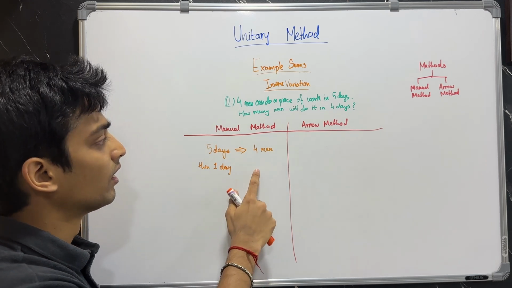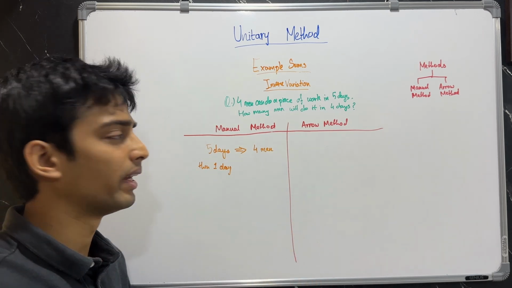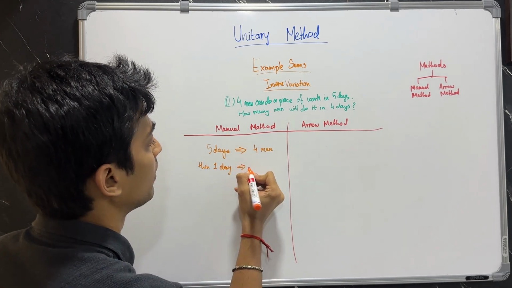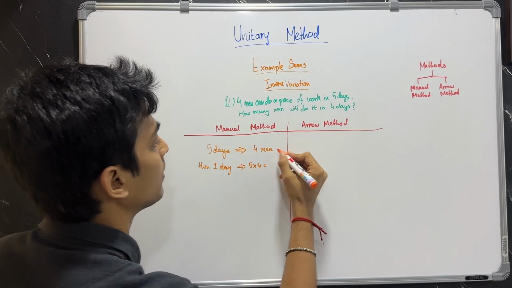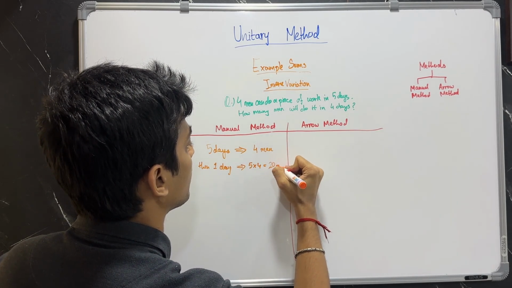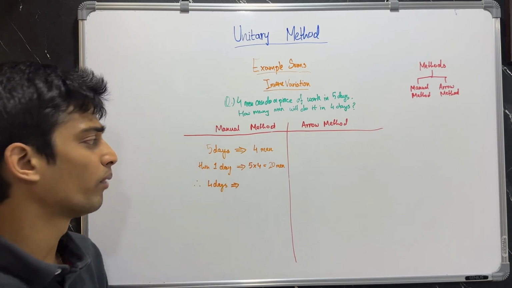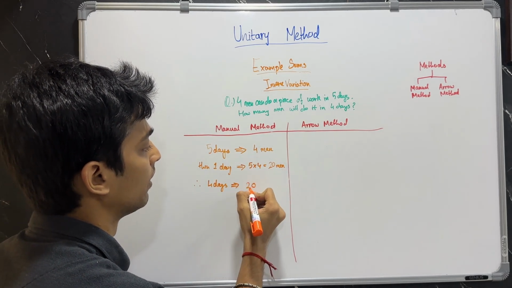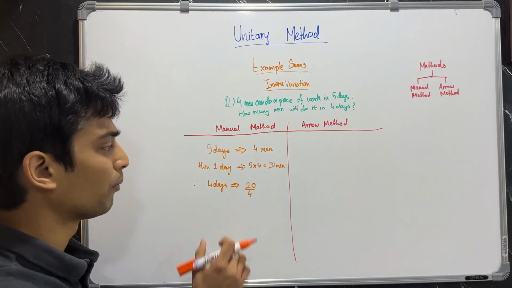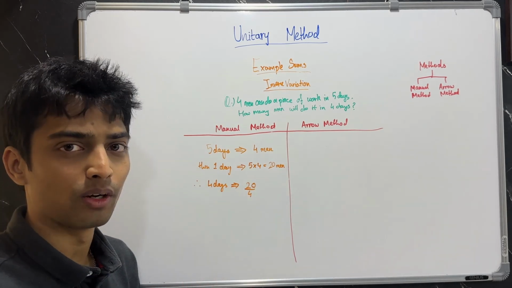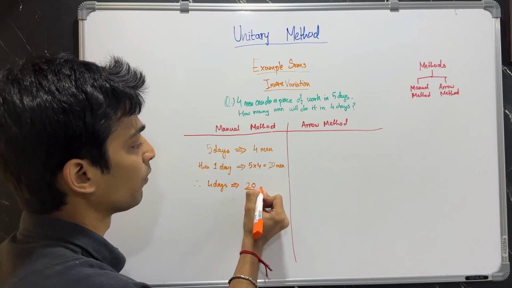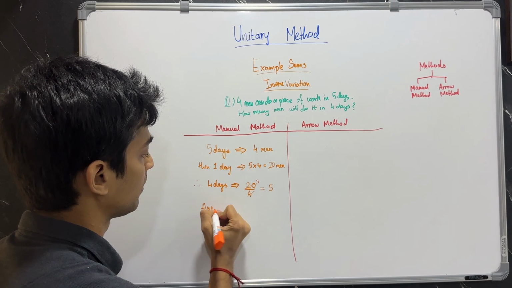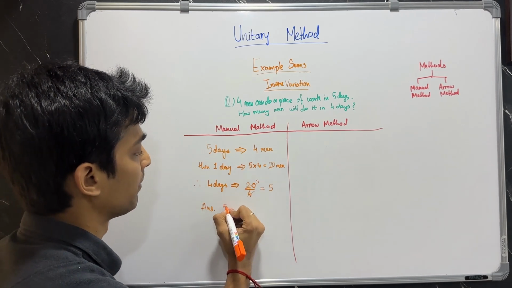In 1 day, it will take more number of men. So we multiply now, instead of dividing. We get 5 into 4, which is 20. Therefore, for 4 days, men will be 20 upon 4, 20 divided by 4. Because as the number of days decreases, we require more men, and as it increases, fewer men to finish that work. So we get 20 upon 4, which is 5. So the answer is 5 men.